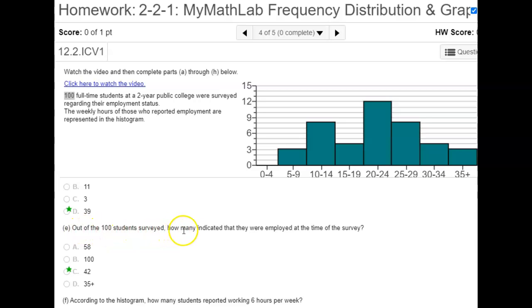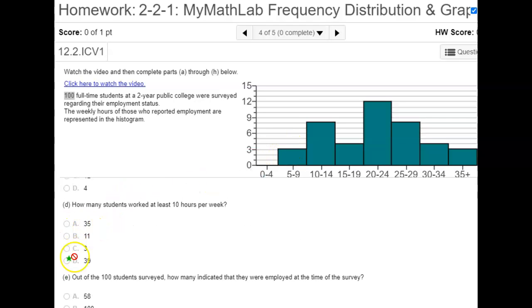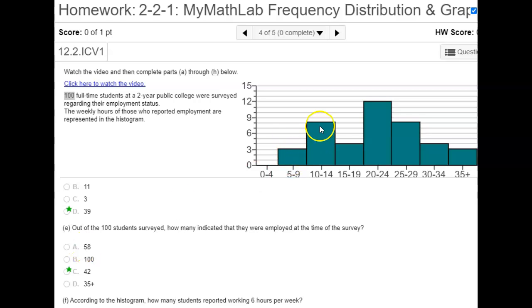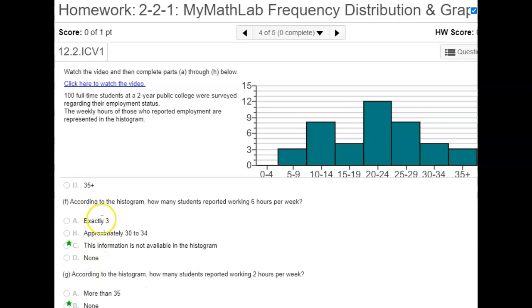So out of the 100 students surveyed, how many indicated that they were employed at the time of the survey? Notice these numbers don't add up to 100. We just added up all of these bars and got 39, and then plus the 3 students we didn't count in part D, this previous problem. That means all of these bar heights together combine for a total of 42. And notice it did say up here, only those who reported employment are being shown here. Since our bar heights total 42, 42 out of the 100 students indicated that they were employed when they took the survey.